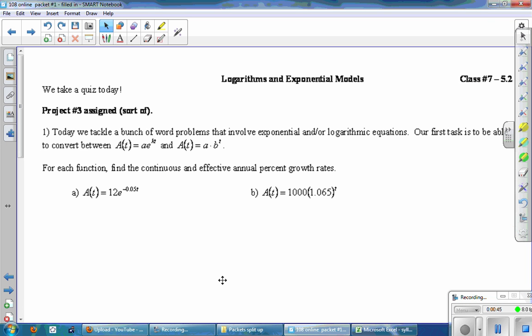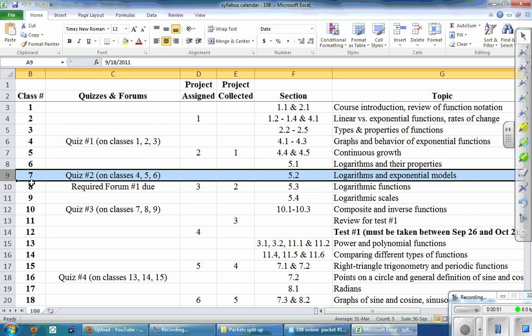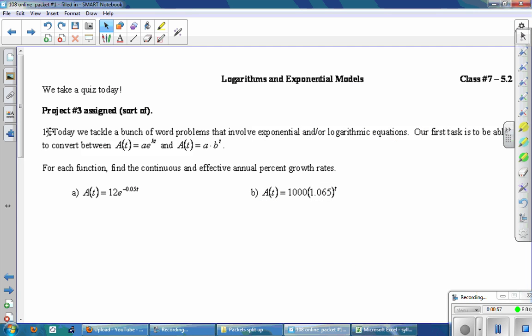Okay, here we are in the class notes. I say project 3 is assigned, sort of. It isn't, not until next time we're here, but if you finish project 2 early, you might want to get a jump start on project 3. Today we tackle a bunch of word problems that involve exponential and/or logarithmic equations.